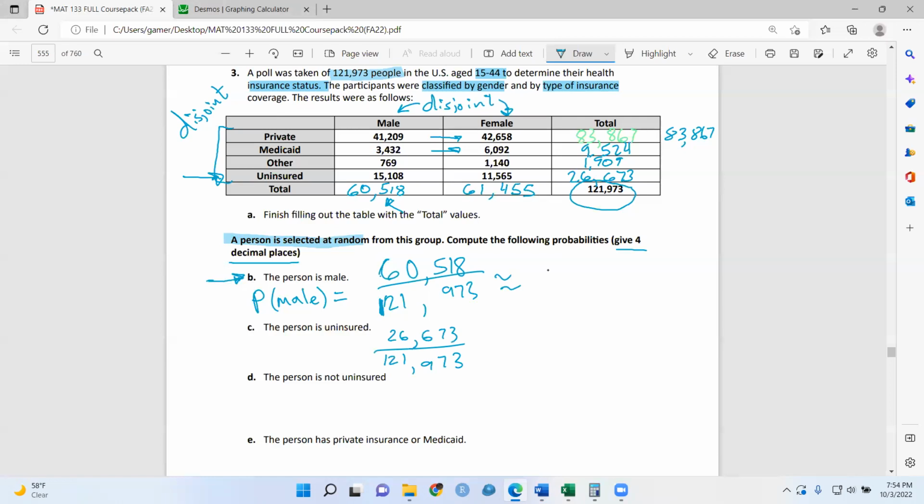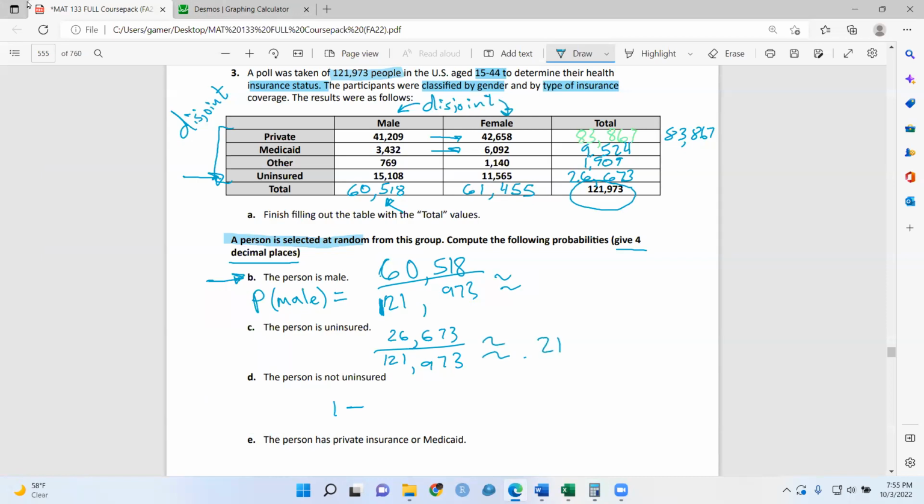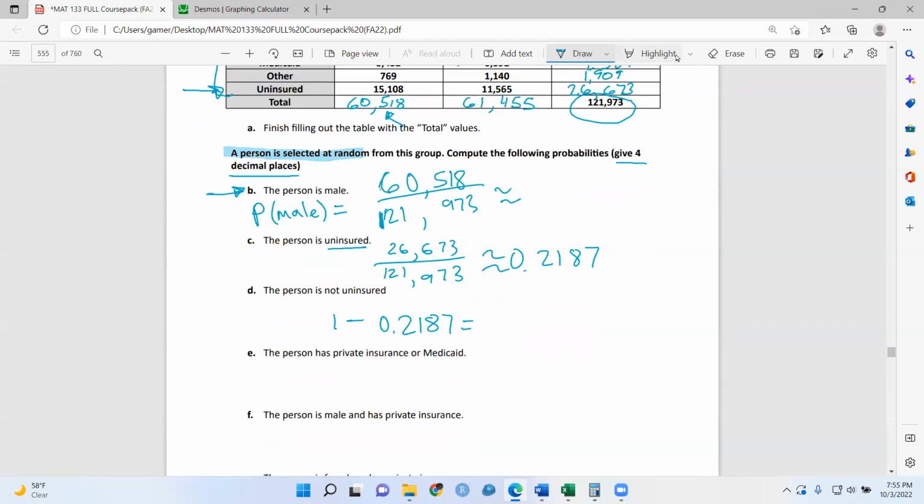Good. Now, not uninsured is these other three, which is the complement of C. So we could just do 1 minus whatever C is. And here I'm going to bother to do the decimals, because since we already know the uninsured, not uninsured is just 1 minus uninsured, which is a faster calculation than trying to add up all of these things, in my opinion. The 1,000 plus the 9,000 plus the 83,000. Is that okay?